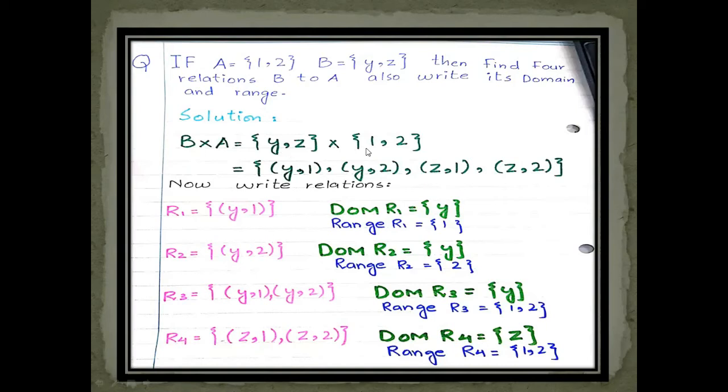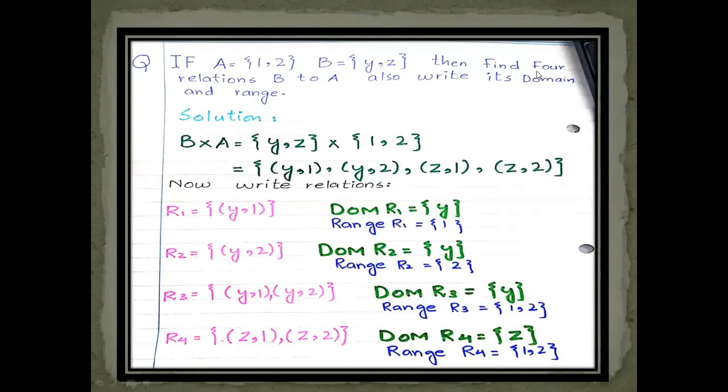So how will you do it? You will write 1y 1z, 2y 2z. This is the Cartesian product. Now the next step. After doing the Cartesian product, we will write the relations.